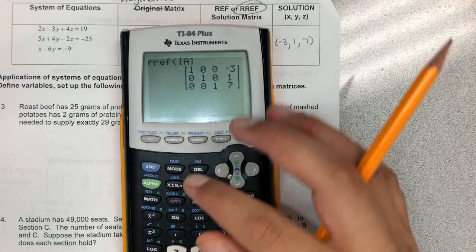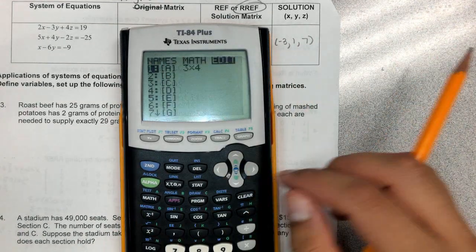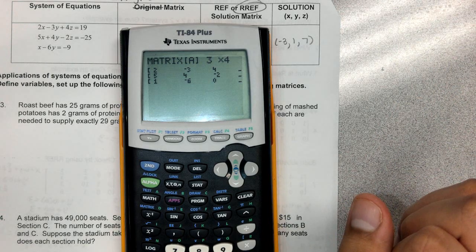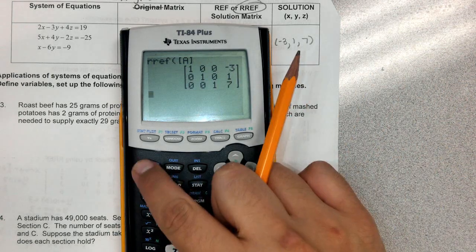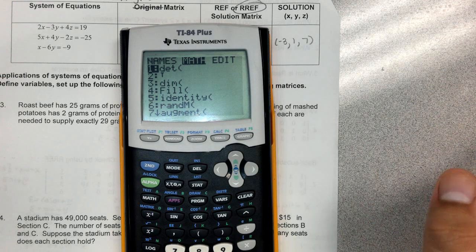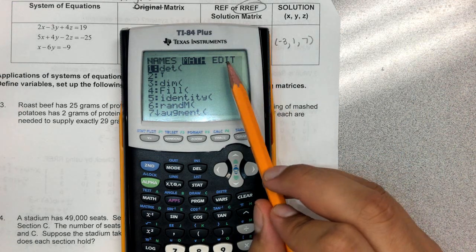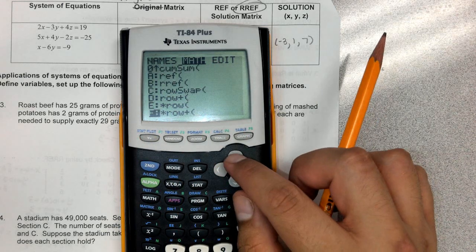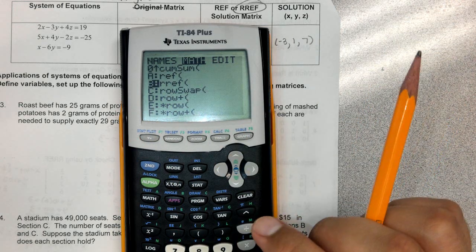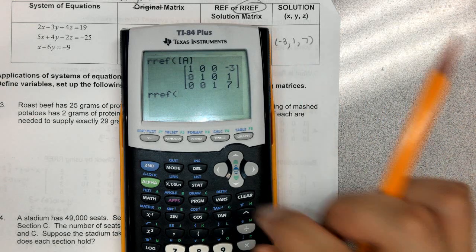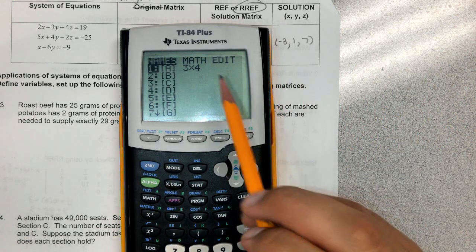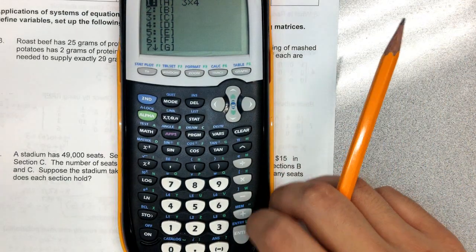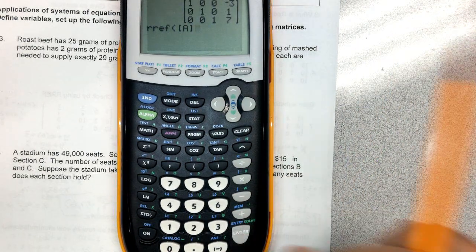Alright, so let's just go over that again. You're going to go to second matrix, start off on edit, put the numbers in the matrix, go to second quit, back to second matrix, go to math. So again, we started at edit, went back to the blank screen, now you go to math, go to RREF, hit enter, then back to second matrix. Now we're in names and we're going to input matrix A. So enter, enter.